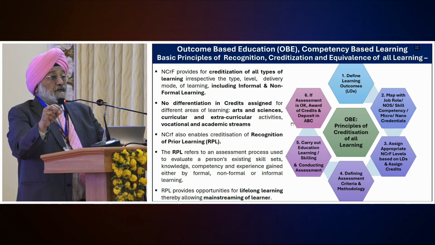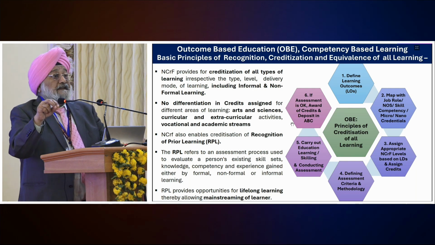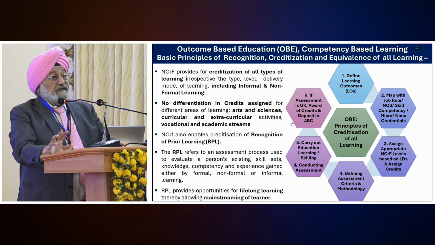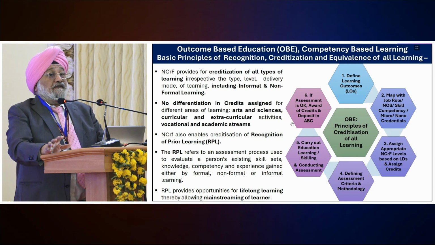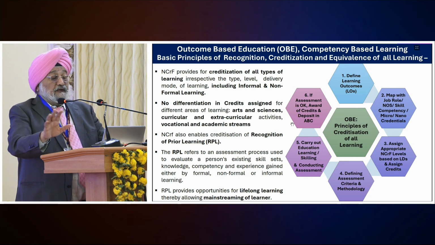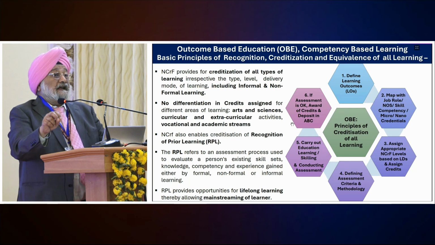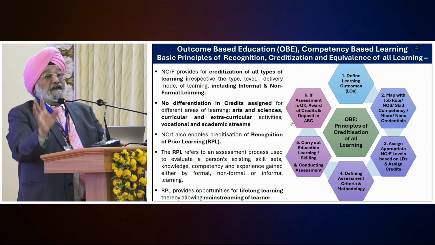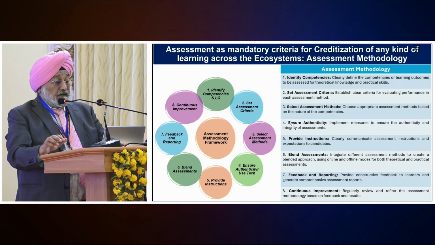Then you assign the appropriate NCrF level and you assign the number of credits to it. Again, this is a very scientific process. It's very well defined. It is notified. Then defining assessment criteria and methodology. After that, you go through the education, go through the classes, and assess the student as per the assessment methodology. If the student passes, you give him full credits. And those credits will go into his academic bank of credit.